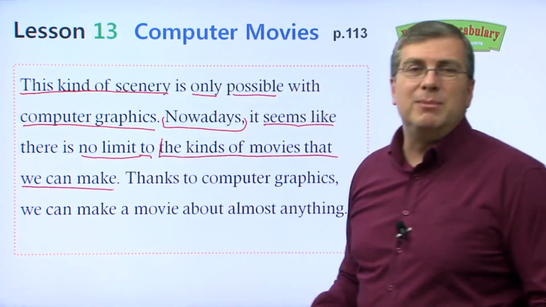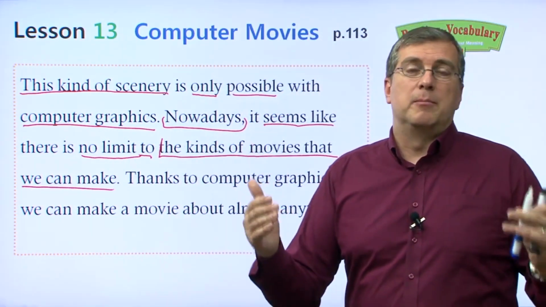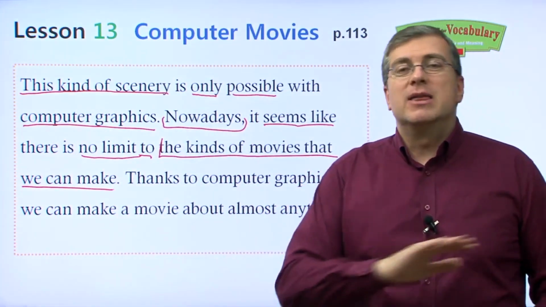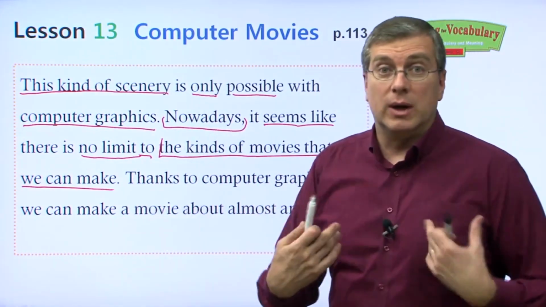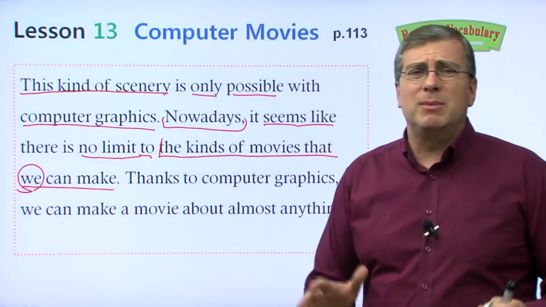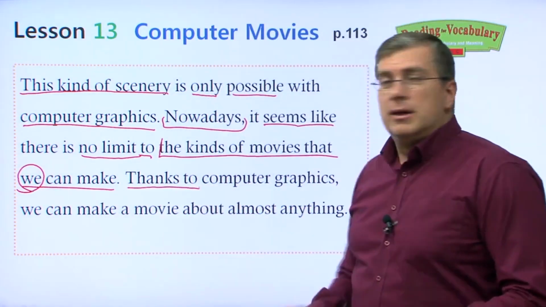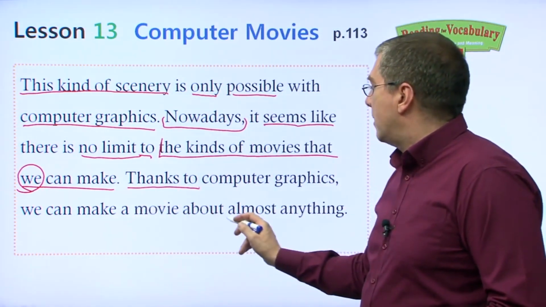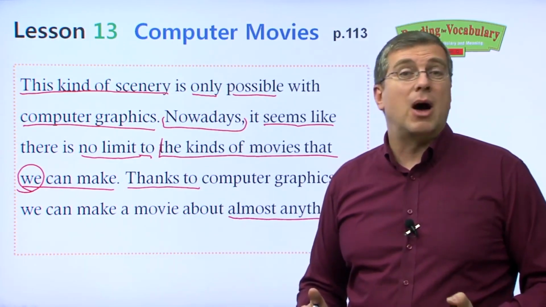If you say there's no limit to something, that means you're not stopped by any boundary. You can do anything. Anything is possible. There's no limit to the kinds of movies, and that doesn't mean you and I, but human beings, directors, anybody can make. Because of computer graphics, we can make a movie about almost anything, and movie directors are making movies about almost anything.